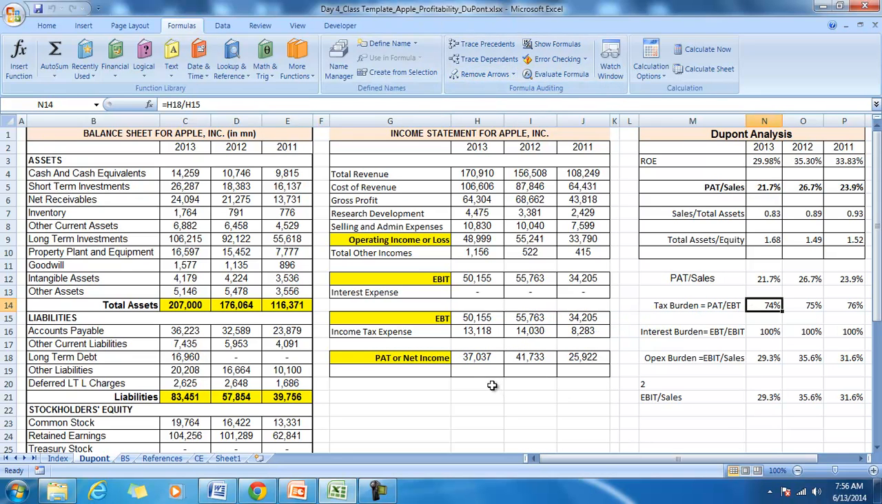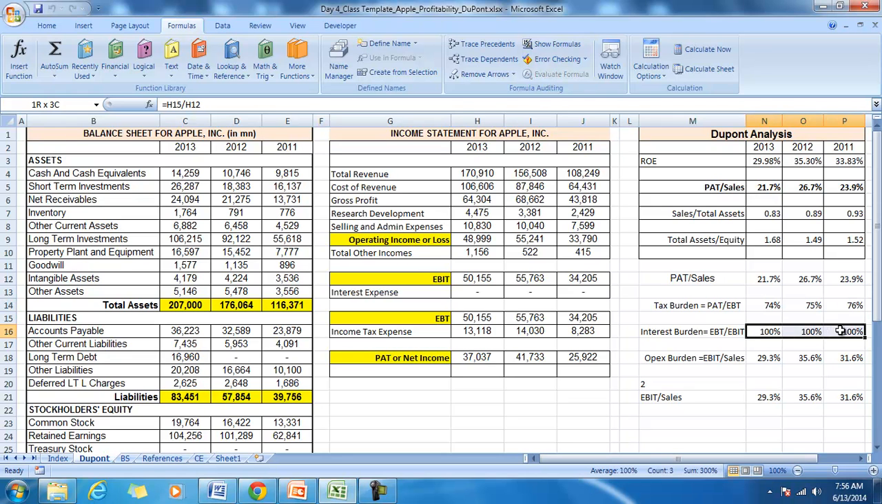EBT. That means 75% of the profit before tax is actually becoming the profit after tax. That means on average the company is paying around 24 to 25% of the tax in the last 3 years.